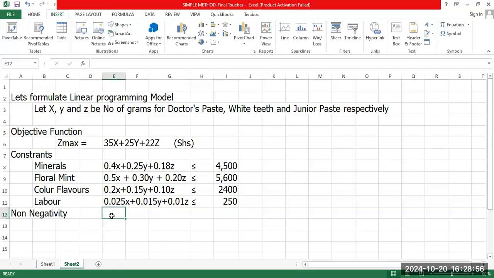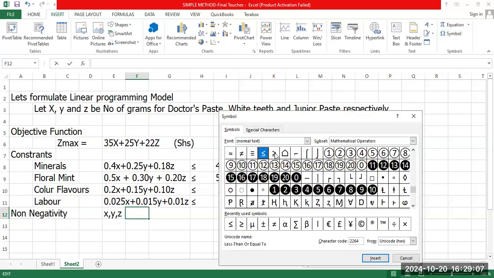Then non-negativity: x, y, and z, all of them must be greater or equal to 0.